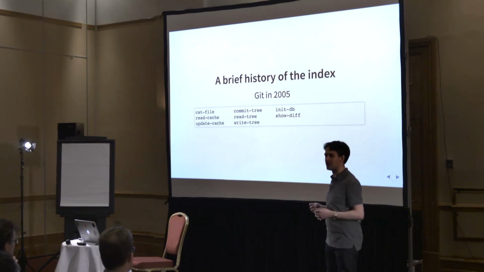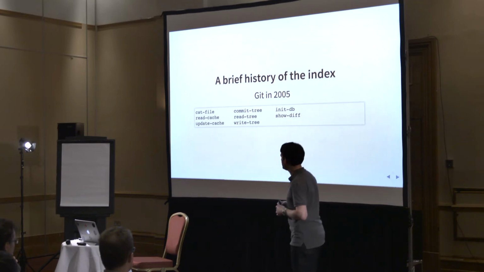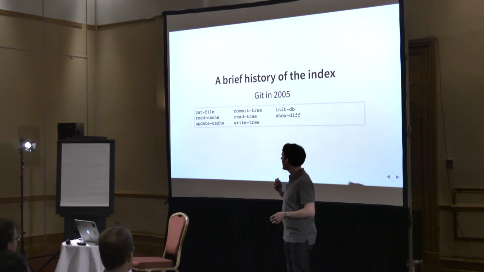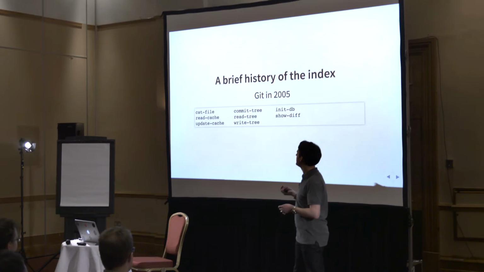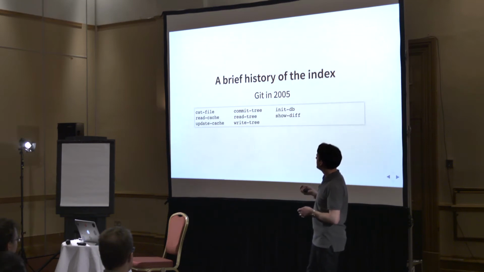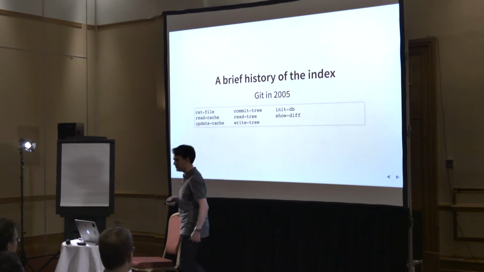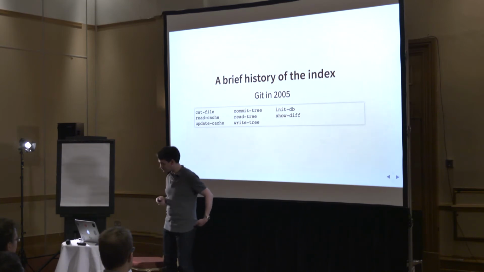And many of these commands are unchanged or barely changed in name. So cat file, commit tree, read tree, write tree, all exist in current Git. Initdb is just init now, although I think you can still use initdb. And update cache is now update index. I'm not quite sure what read cache is. I'm going to have a think about that. I think it might be just ls files now, or the closest equivalent.